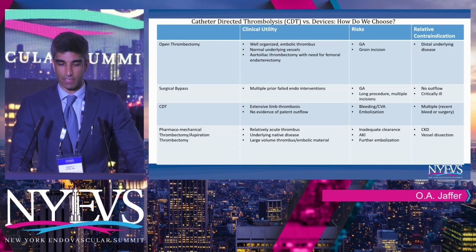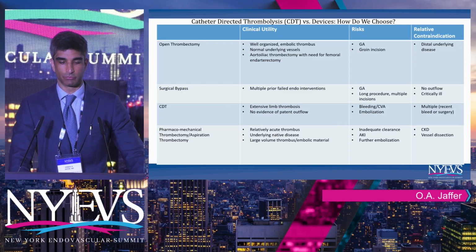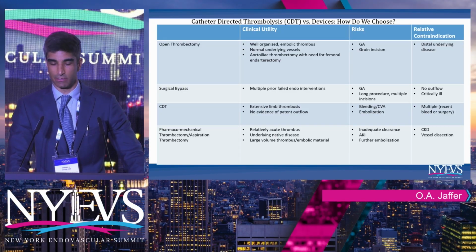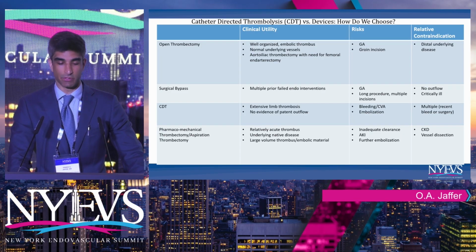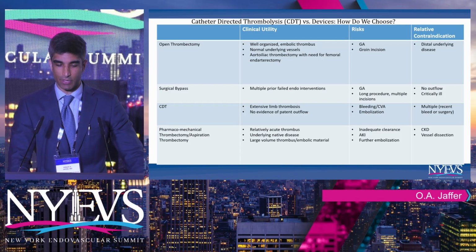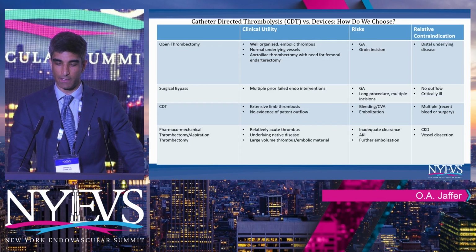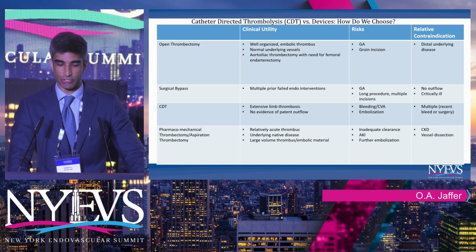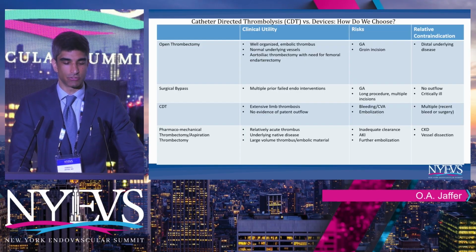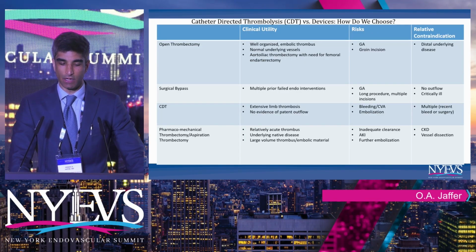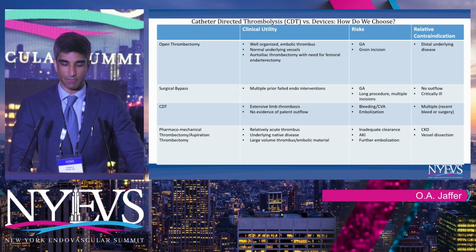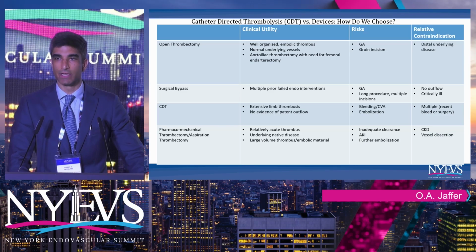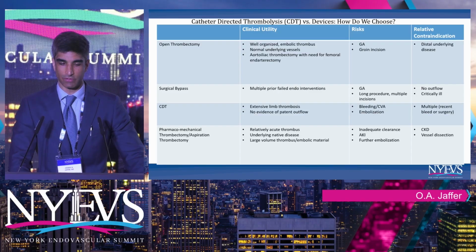Surgical bypass is really reserved for multiple failed prior interventions. Again, these patients are very high mortality, and surgery carries a high cardiovascular mortality for the ALI population. CDT is for extensive limb thrombosis when you have no evidence of patent outflow. The risks, again, are bleeding and embolization. And finally, PMT will be used in conjunction with CDT. It's for relatively acute thrombus, remember, for those presenting with 1 or 2 days of symptoms. Large volume thrombus, oftentimes embolic material. You've got to be careful with AKI and further embolization, so you'll watch these people afterwards very carefully.